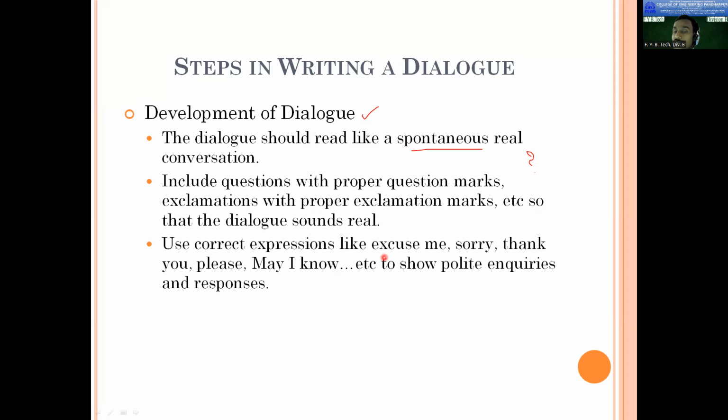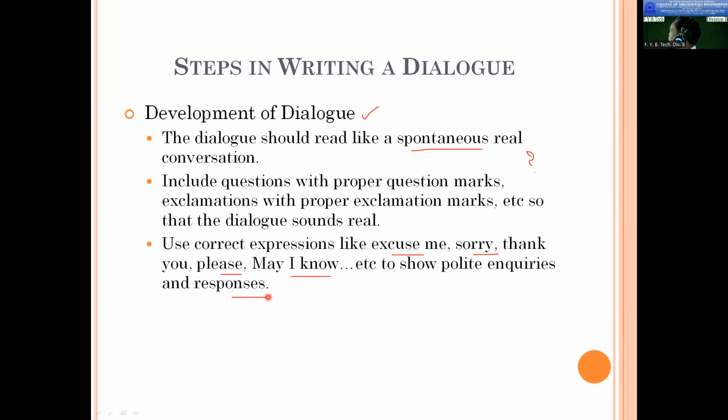Use correct expressions like excuse me, sorry, thank you, please, may I know, etc. to show polite inquiries and responses. Everywhere in your communication, you must remember that you have to be polite. You can't be arrogant with anybody. You have to remember that for your personal life as well as your professional life.